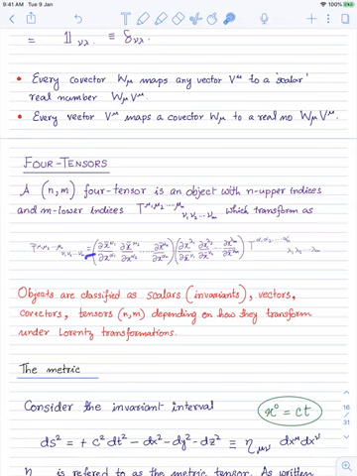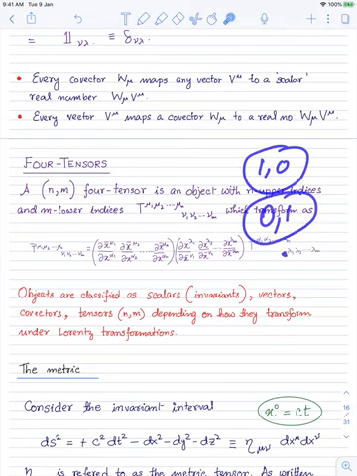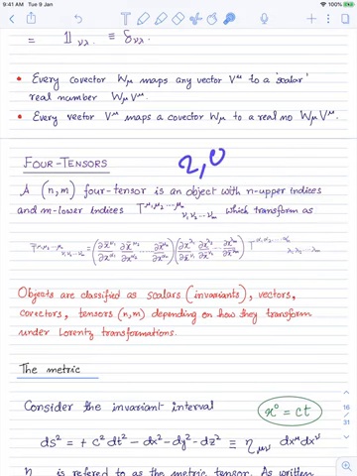Okay, this is their definition, and this therefore defines tensors. So basically, a vector is a 1-0 tensor, and a covector is a 0-1 tensor. Similarly, you can have 2-0 tensors and so on.